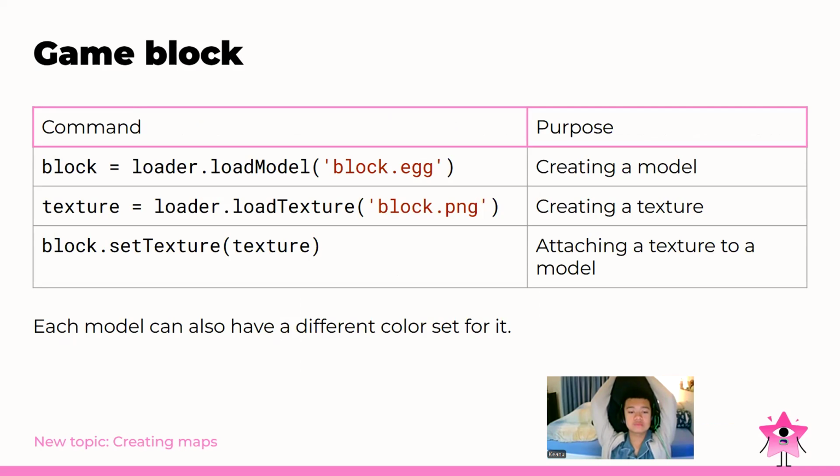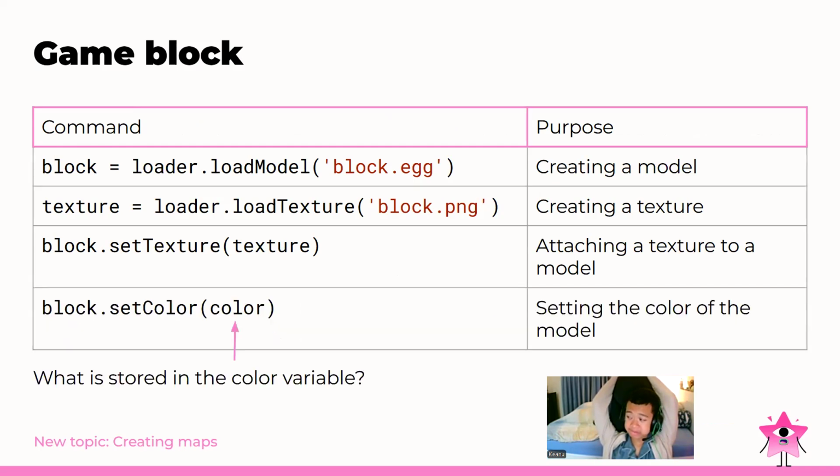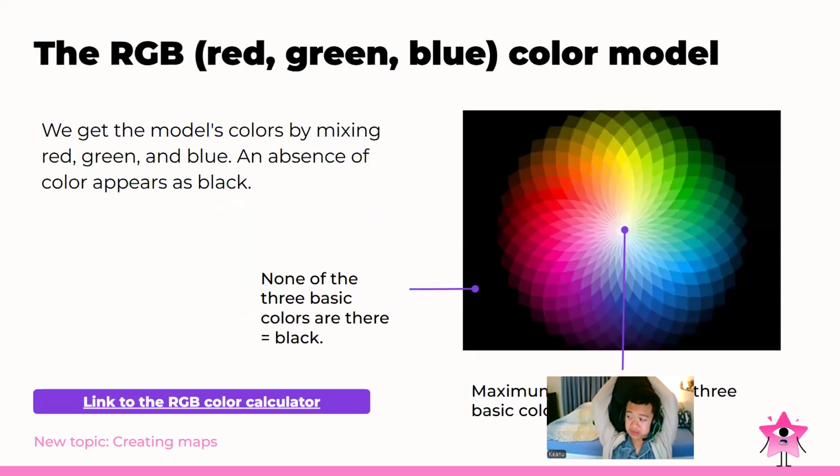For the game block itself, we can set it just like this. We need to set the loader, and then for load model, we go for block.egg just like previously. For load texture, we go for block.png to get a texture, and we use set texture for attaching a texture to a model. The last part is set color, for setting the color of the model. Keanu, we are also able to set the color by using an RGB calculator. Maybe I will show you a little bit.